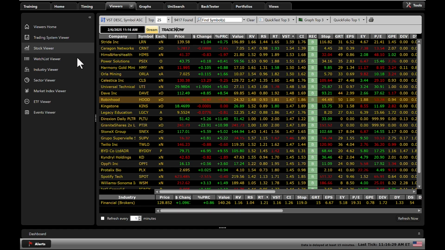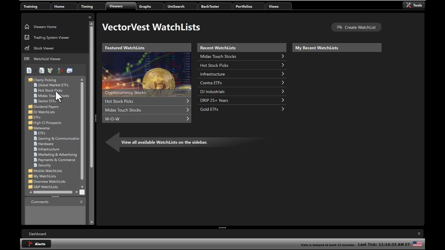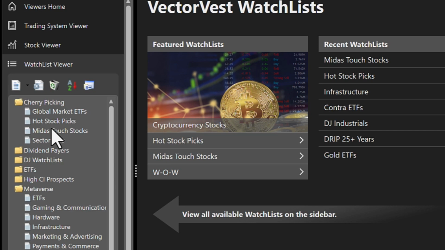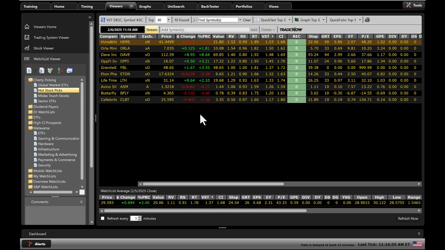Of course, VectorVest lets you add stocks to watchlists, and it also comes with a ton of built-in watchlists. This can be a really neat feature, especially for swing traders who want to come on here and find stocks to buy immediately. So I like this cherry picking watchlist folder, and particularly the hot stock picks is really a good way to jump on and find stocks that are recommended buys with high VST values and strong momentum right now.